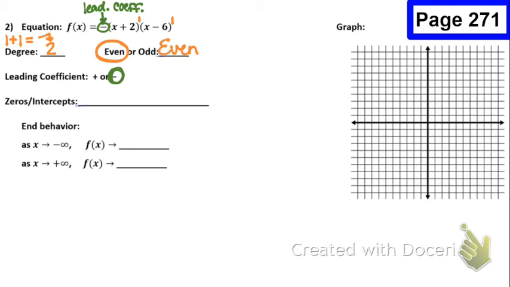Where are my zeros? -2, 0 and 6, 0. How do we find those again? Set the factors equal to 0. Yes, x plus 2 equals 0. Factors are always equal to 0. I get the x all alone to find my x-intercept.